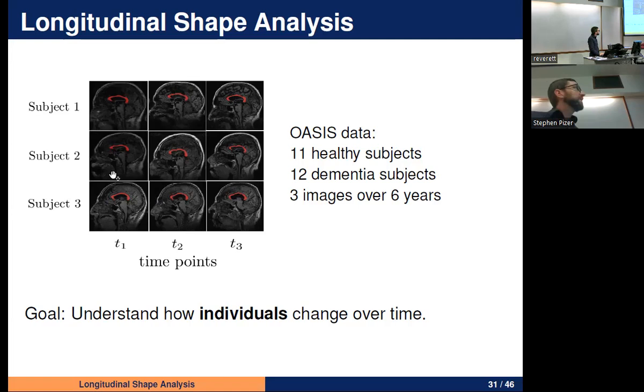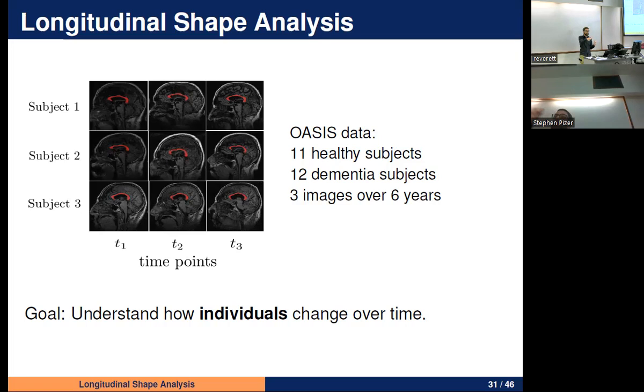We have again a smallish study here to demonstrate how to do this from shape spaces. In this study, we have 11 healthy subjects and 12 subjects with dementia, and they have 3 total scans each, about 2 or 3 years apart, with a 6 year time window, roughly, not exactly. What we want to know now is, with the regression model we've seen, like that corpus callosum growth, that is what the average corpus callosum looks like over time, but it doesn't actually tell us what any one particular individual experiences over time.